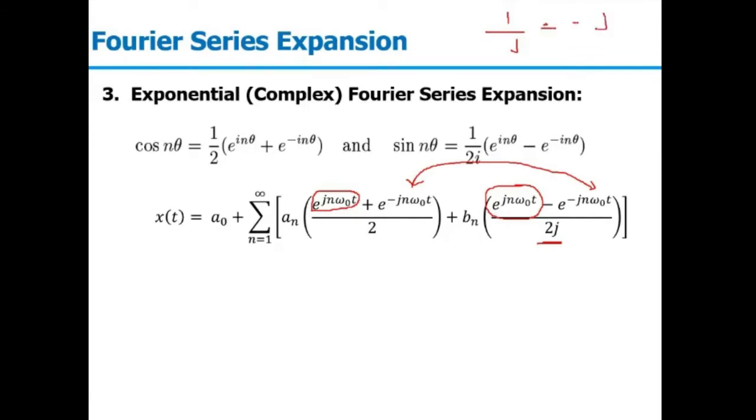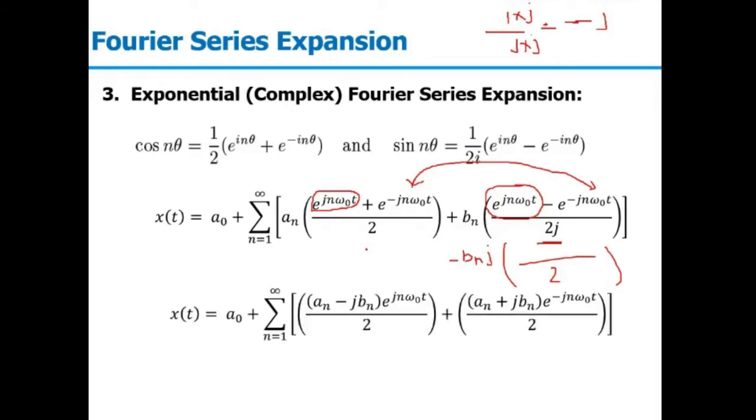So generally we can write 1 upon j as nothing but minus j, right? Because when we multiply by iota and iota, iota square is minus 1. So this will be represented as minus iota. So this j will come here, and it will become minus b n j, the same term divided by 2. So then we will do this modification.